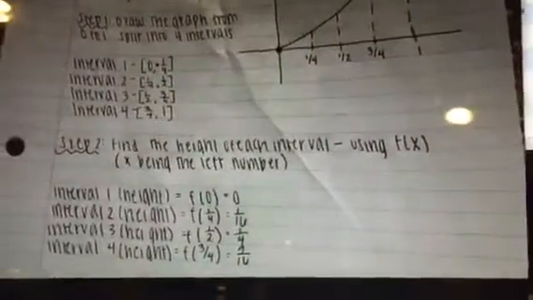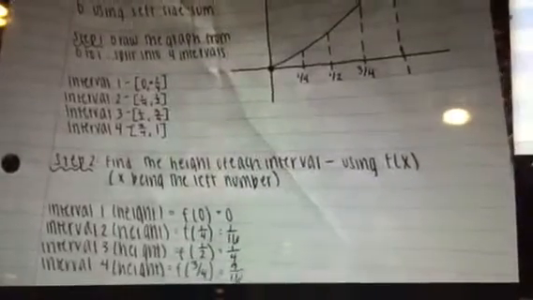Going back up to step 2, for midpoints you just use the midpoint instead of the right or left side. So from 0 to 1/4, that would be 1/8. You would use that as your f of 1/8 for interval 1, and so on.